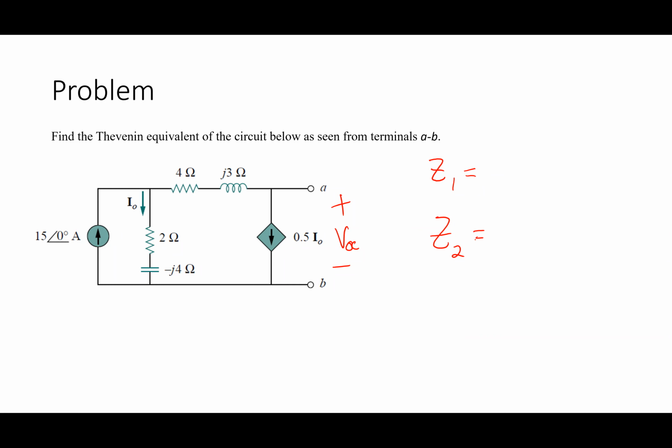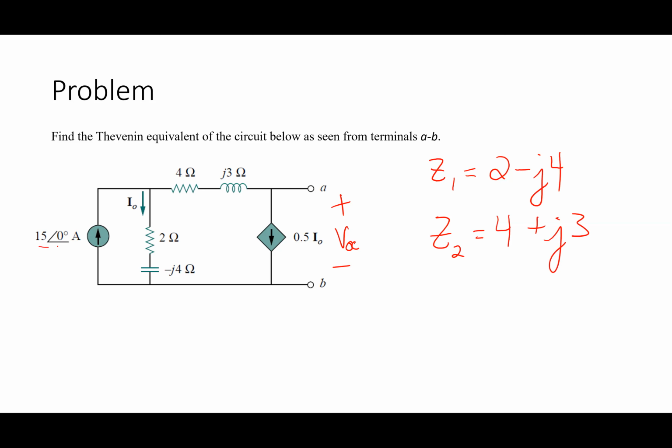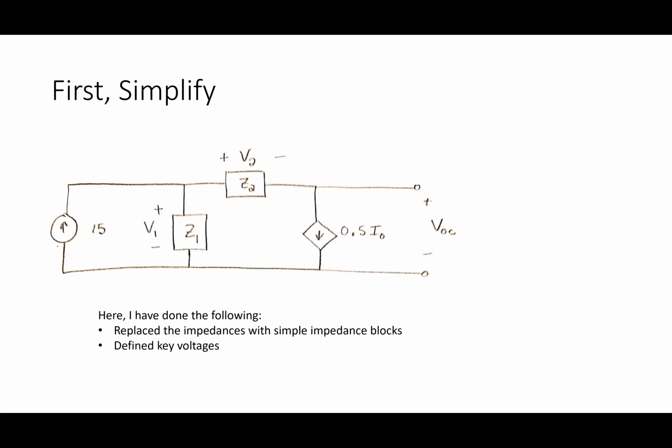Those negative signs mess me up because they really are going to screw up your day later on when you're trying to write your passive sign convention stuff. So for me, I would say Z1 is 2 minus j4, and Z2 is 4 plus j3. I would make that distinction right there, and I would draw that circuit like this. I replace those impedances. And this guy over here, 15 angle 0 amps, I don't keep the angle when I have 0 degrees. I just call it 15.